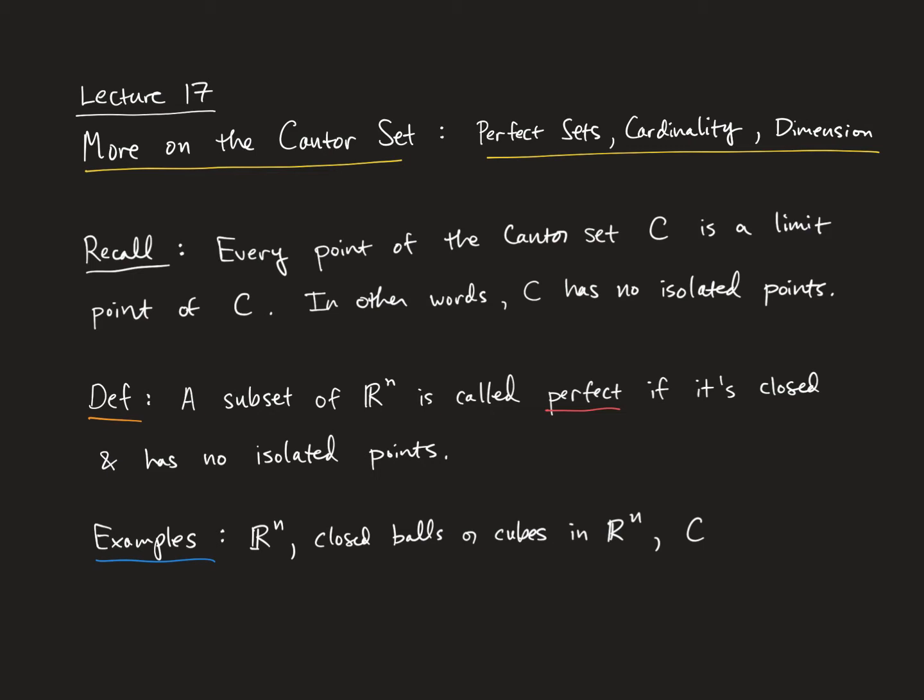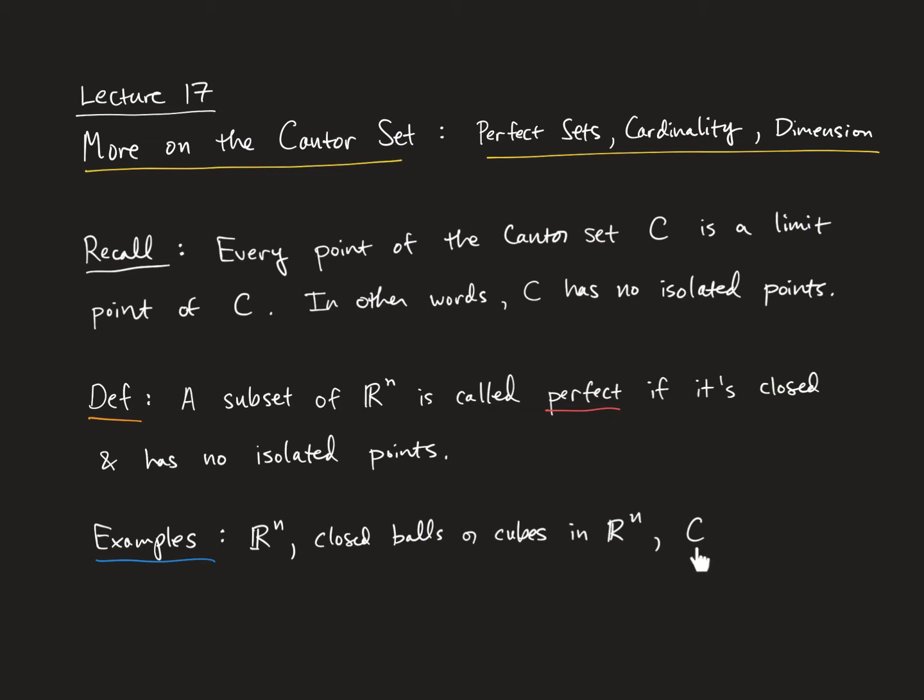There's a special terminology for certain types of sets that have no isolated points. That leads us to our definition here. A subset of R^n, since in general we'll work in R^n, is called perfect if it's a closed set, as we know the Cantor set is, and has no isolated points. So this immediately implies that the Cantor set is a perfect set, once we recall that we talked about last time that the Cantor set is a closed set.